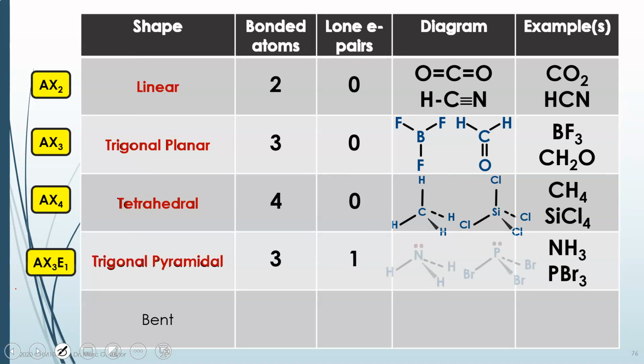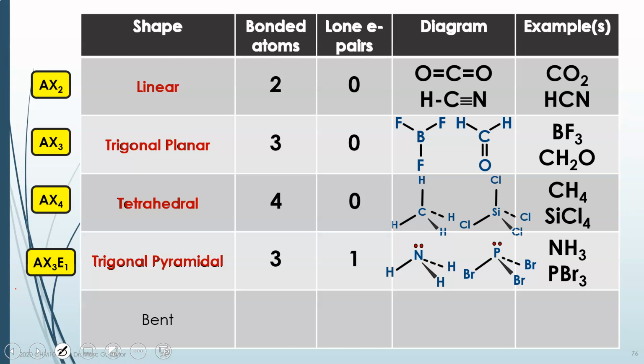We also have the distorted tetrahedrons, the trigonal pyramidal and the bent. I've already talked about ammonia, NH3, with three bonded atoms and one lone pair. Phosphorus, right below nitrogen in the periodic table, behaves very similarly. It can also form three single bonds, or a double bond and a single bond, but in this case, three single bonds, and it has a lone pair taking up space. So you end up with this three-sided pyramid, a trigonal pyramid.